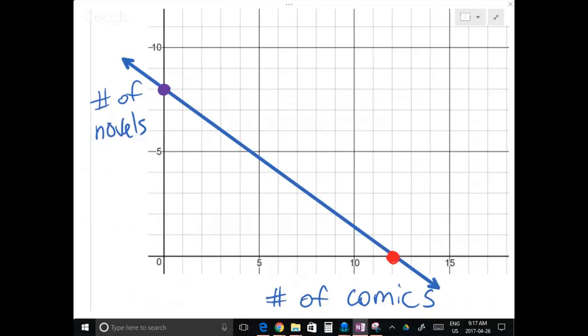Yeah, Alex, what's one combination that actually works? 3 and 6, so 3 comics and 6 novels. Very good. 3 comics, 6 novels. That works. Shouldn't it be 6?